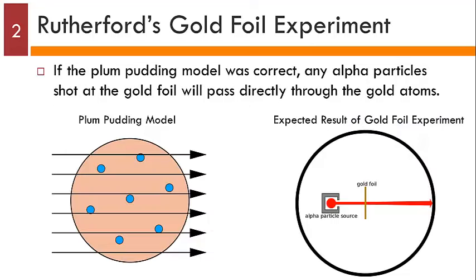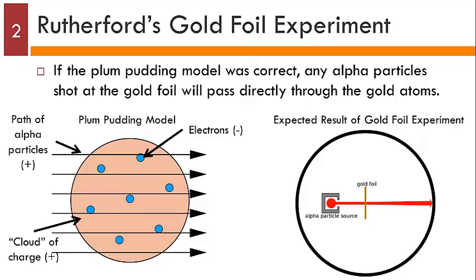So if the plum pudding model of the atom was correct, any alpha particles that were shot at the gold foil atoms would pass directly through. So he expected that all of the alpha particles would more or less go through in straight paths through that gold foil. He thought there might be some deflection due to the cloud of positive charge, but for the most part, those alpha particles should go straight through because they're not going to encounter anything that would cause them to bounce back or deflect.